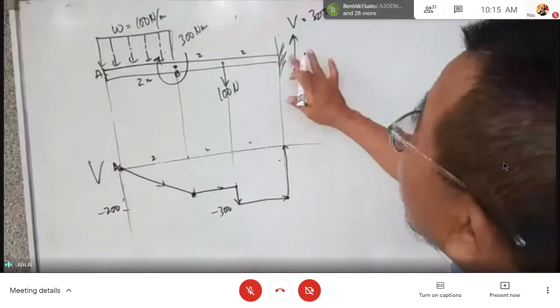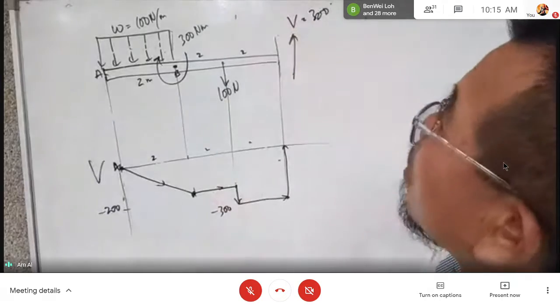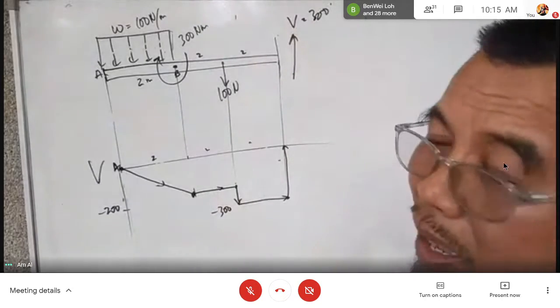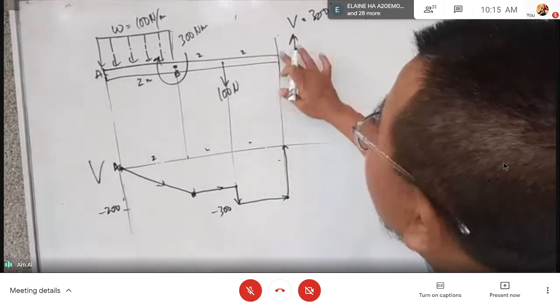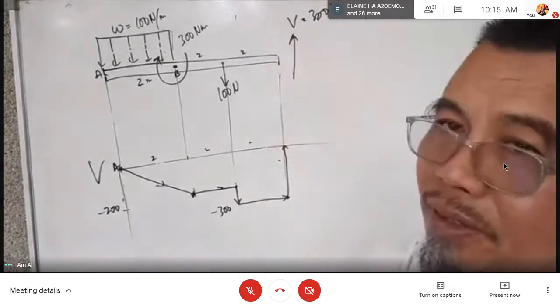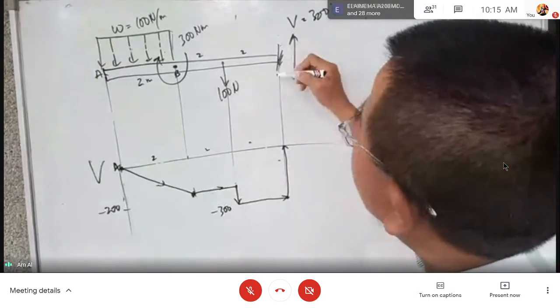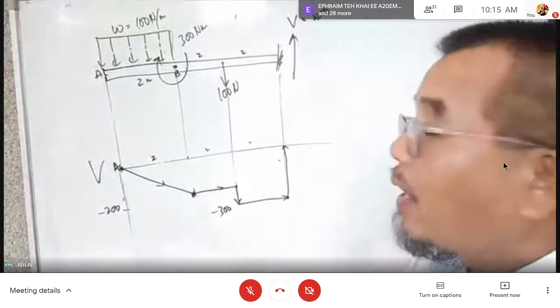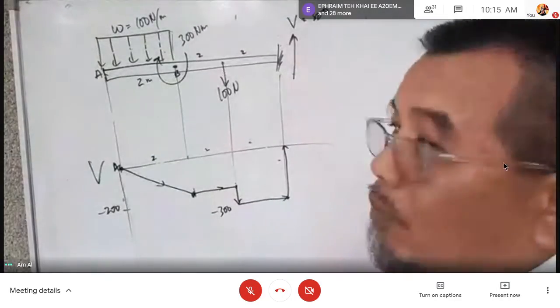So I know that the wall has a reaction going up. From the graph, I can find the reaction there, even though at the beginning it's just a fixed point. And then the moment I find from the moment graph.